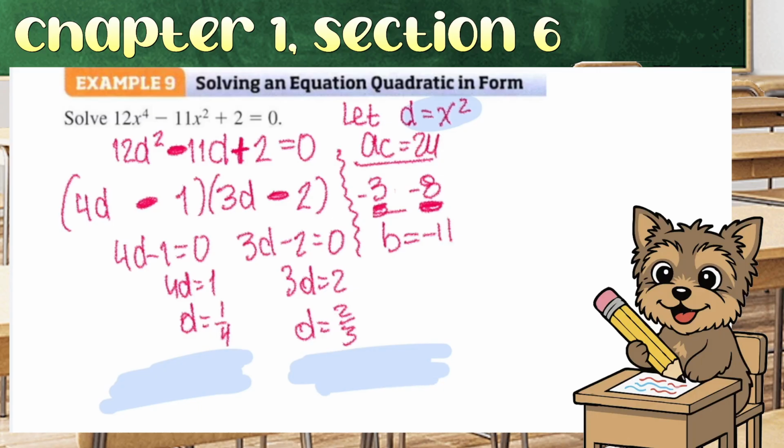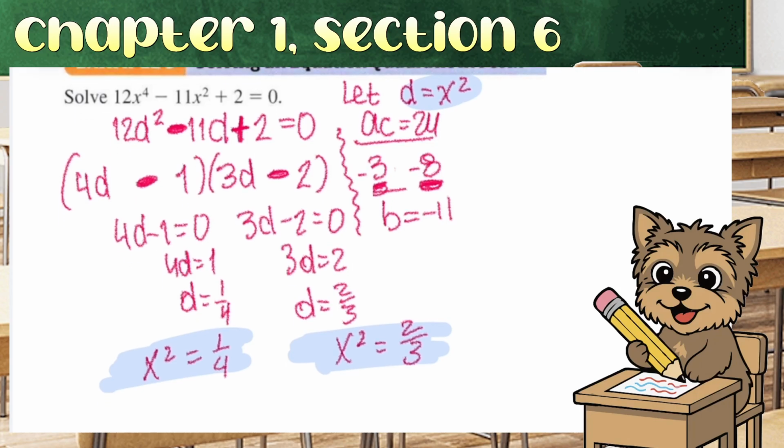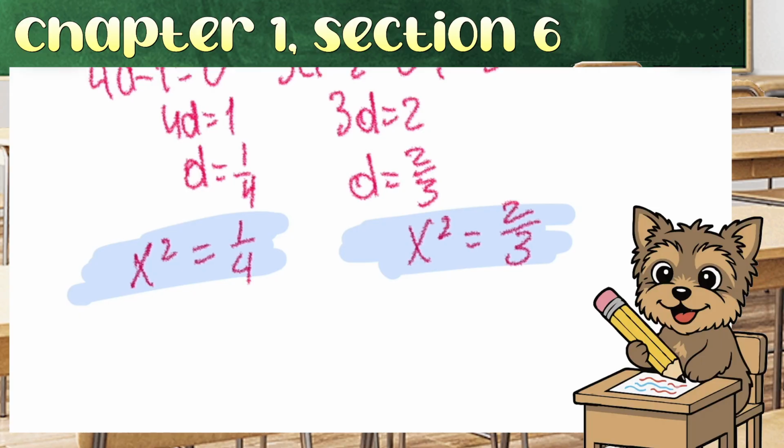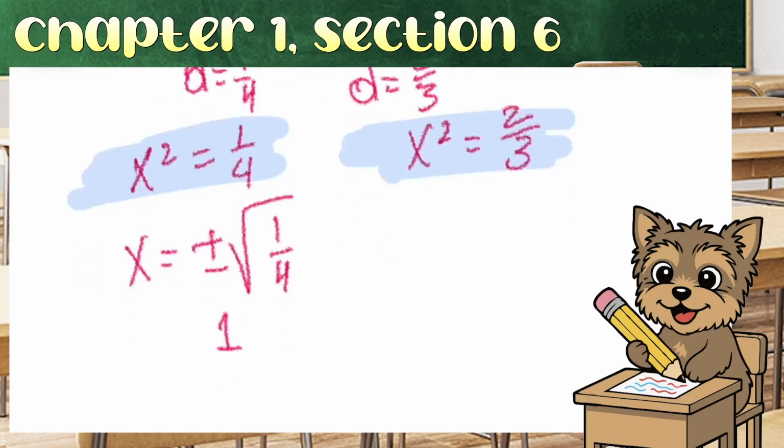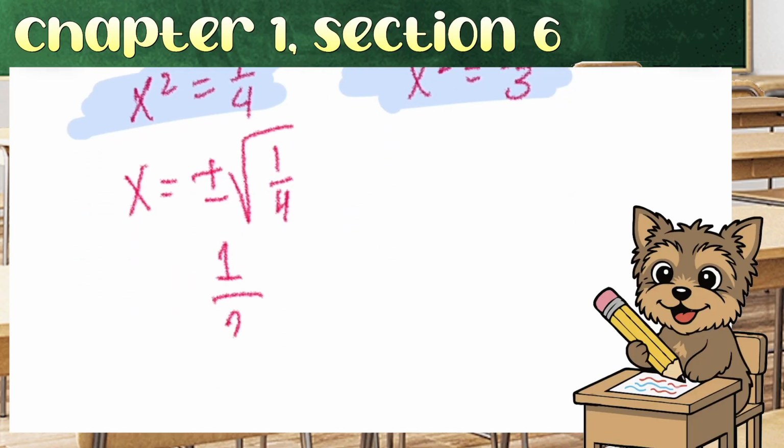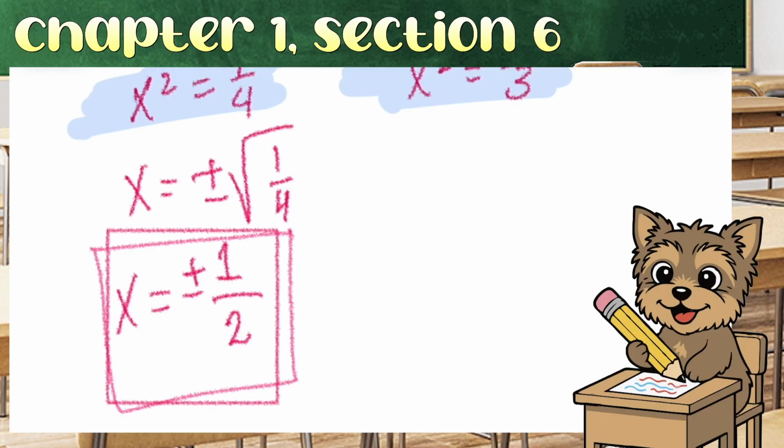So what am I going to do right now? We're going to go back and plug it in. So that means x squared is 1/4. x squared is 2/3. When you take the square root of both sides, do not forget you have to put plus minus. And what's the square root of 1? And what's the square root of 4? Square root of 1 is 1. Square root of 4 is 2. We get a plus minus in front. So we got 2 answers right there.